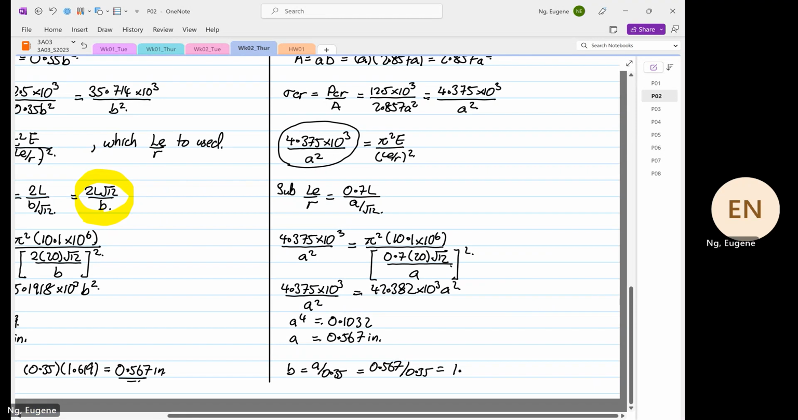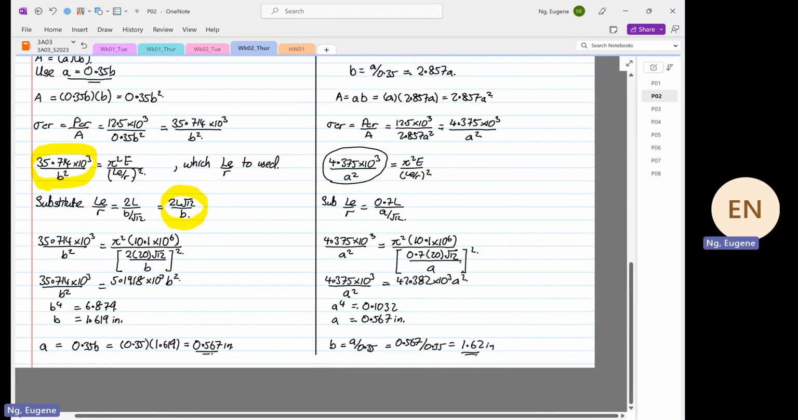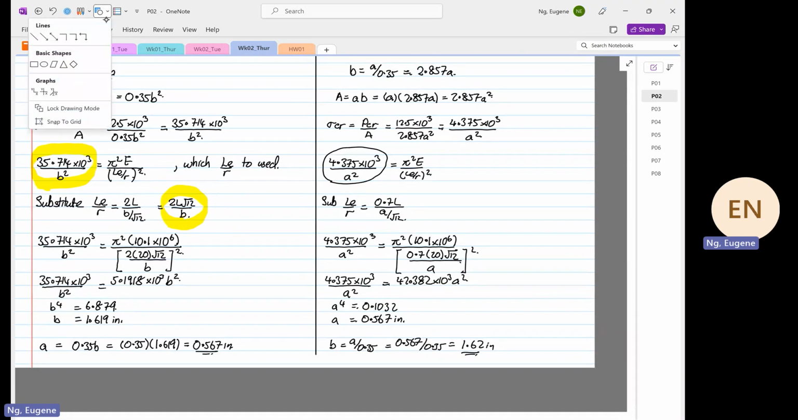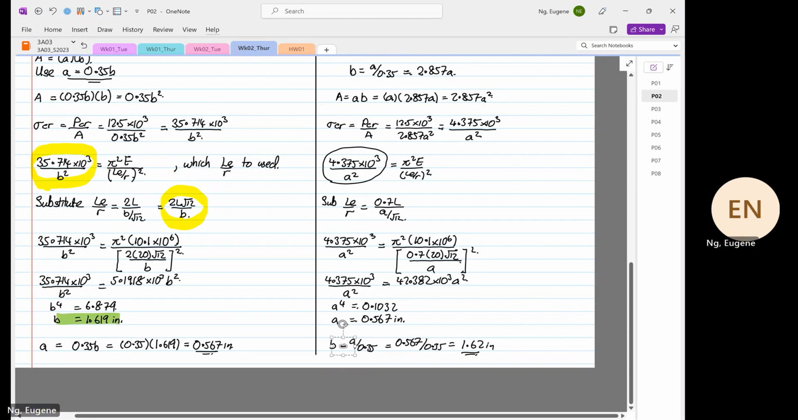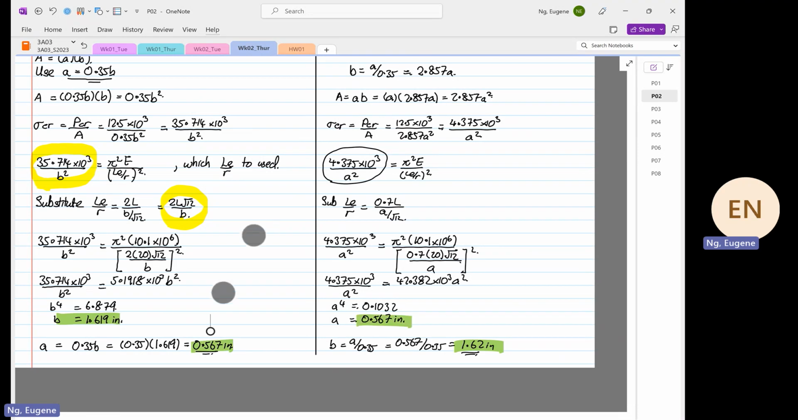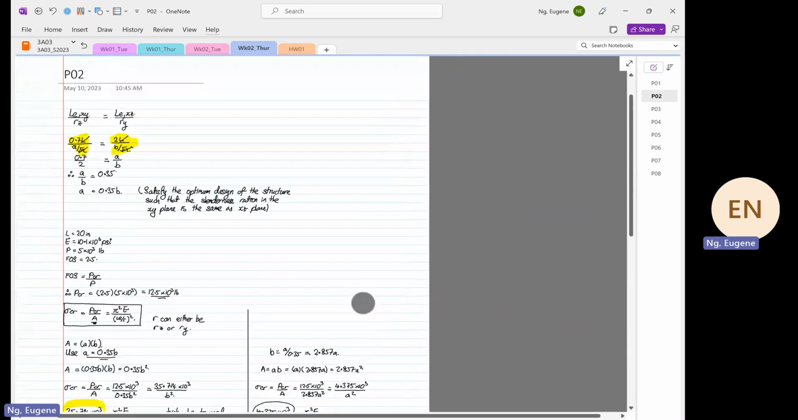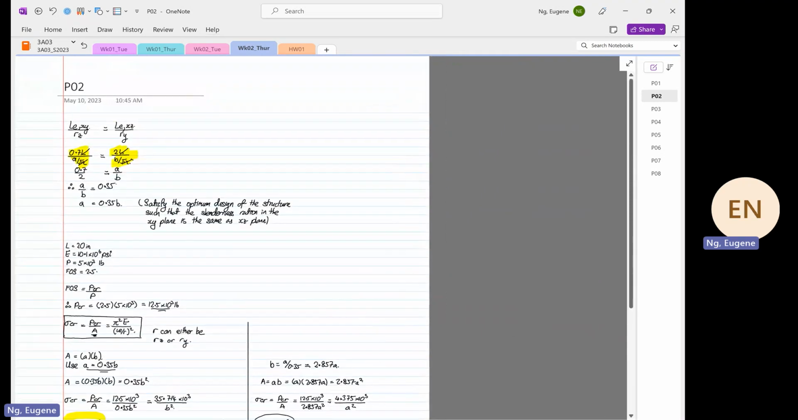Which is totally, exactly the same. If you look at these two answers over here, B equals 1.62 and A is equal to 0.567, they are exactly the same. A very interesting problem, but not impossible. I'll come back again and we will do another example.